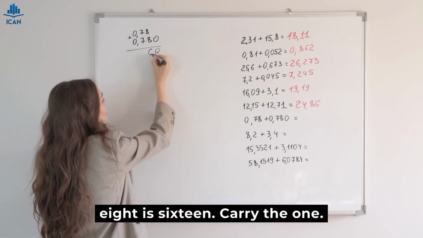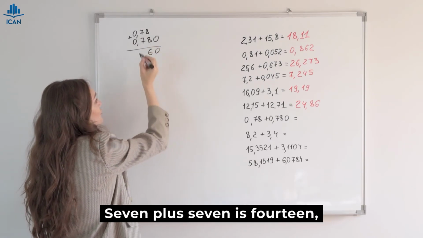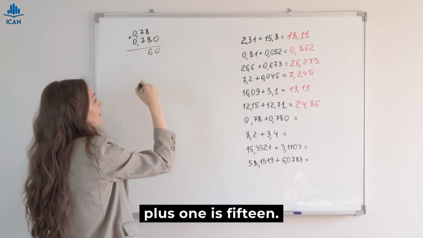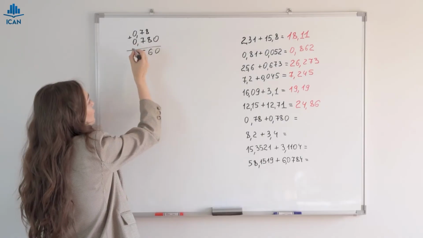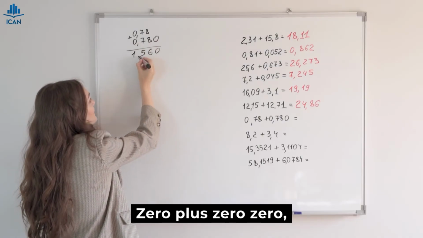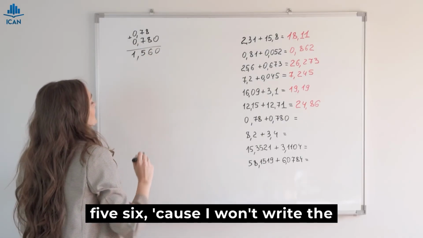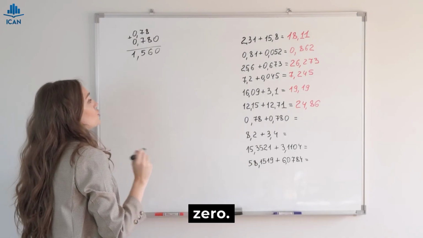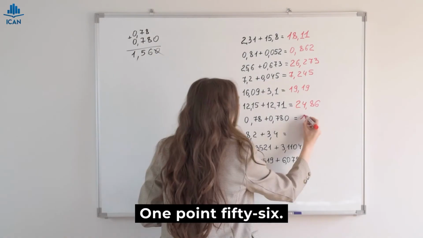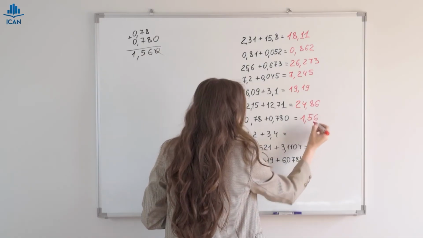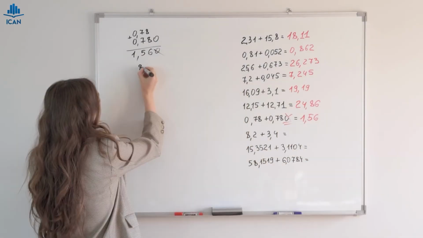8 plus 8 is 16. Carry the 1. 7 plus 7 is 14, plus 1 is 15. So 5, carry the 1. 0 plus 0, 0, 1 in mind. It's 1.56 because I won't write the 0. Why should I write it? 1.56. No need to write it like that.